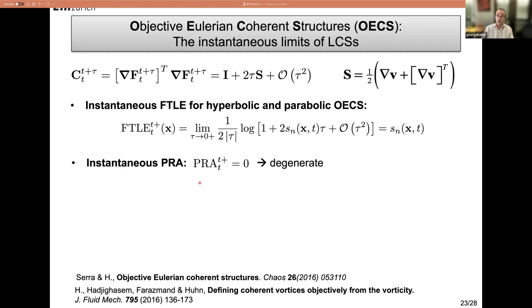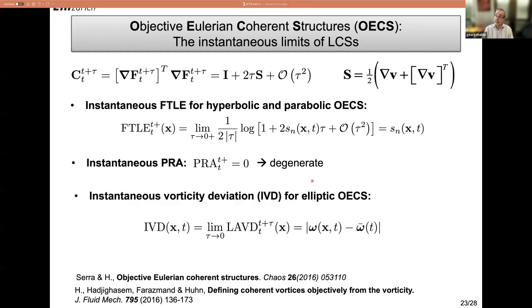Instantaneous PRA, that's unfortunately a bummer. Whichever way you work it out, it just limits on 0. So that's not something that's giving you anything in the instantaneous limit, but LAVD does.